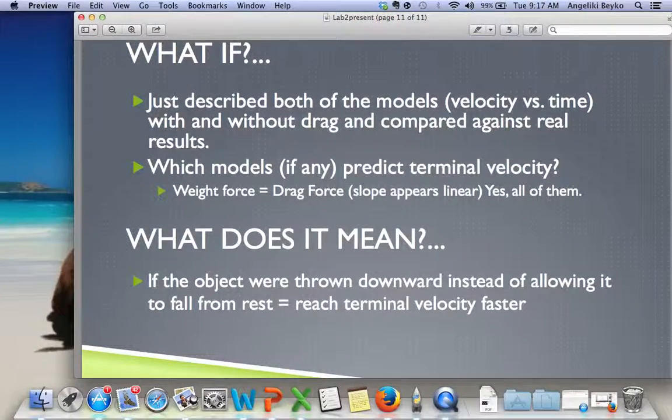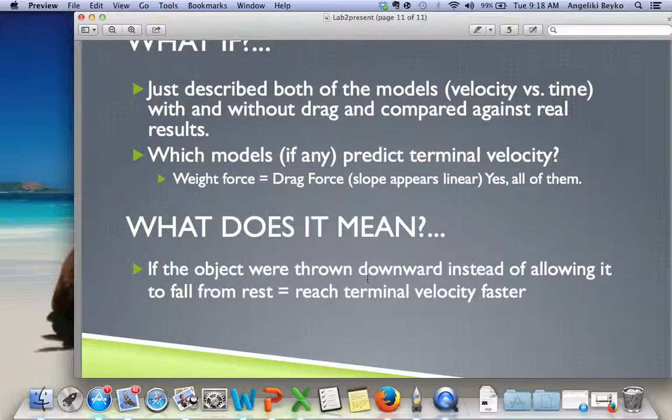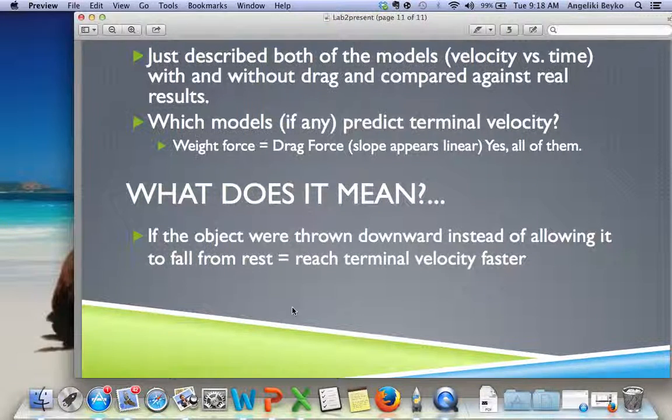So we just described the models. Which models, if any, predict terminal velocity? The weight force is equal to drag force. The slope appears linear. So yes, all of them, because they do all appear linear at some point at the end. What does this mean? If the object were thrown downward instead of allowing it to fall from rest, it would reach terminal velocity faster.